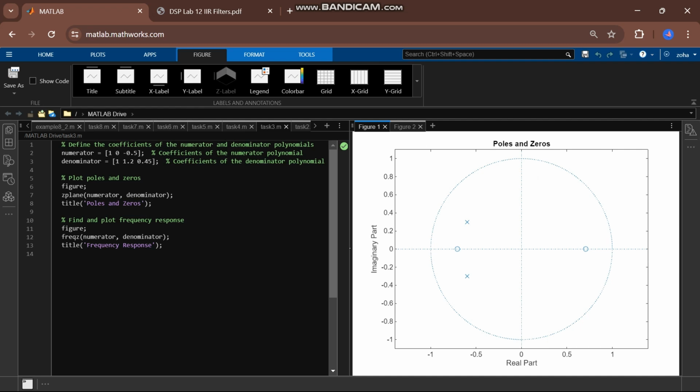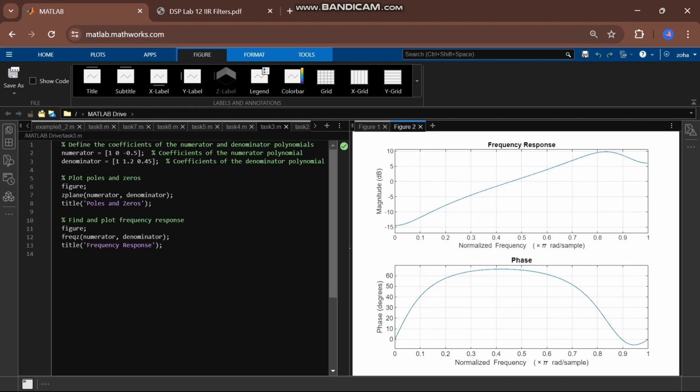Here we have the pole zero plots. We can see the system is stable, and this is the frequency response. We can see this is a high pass filter.